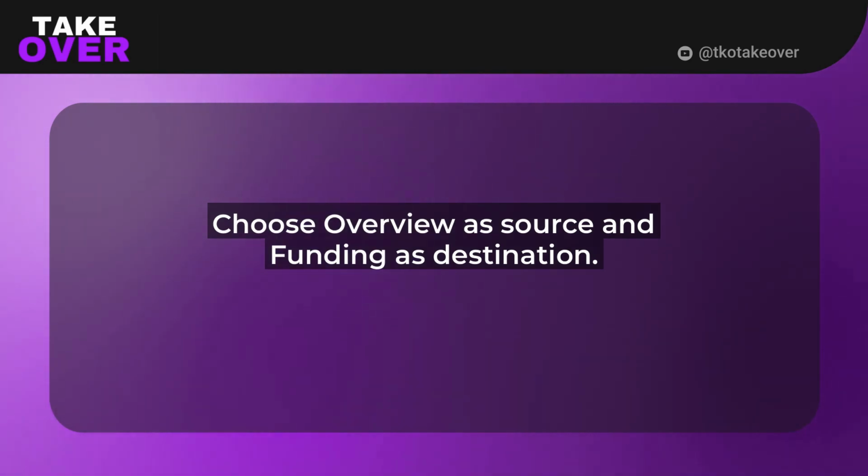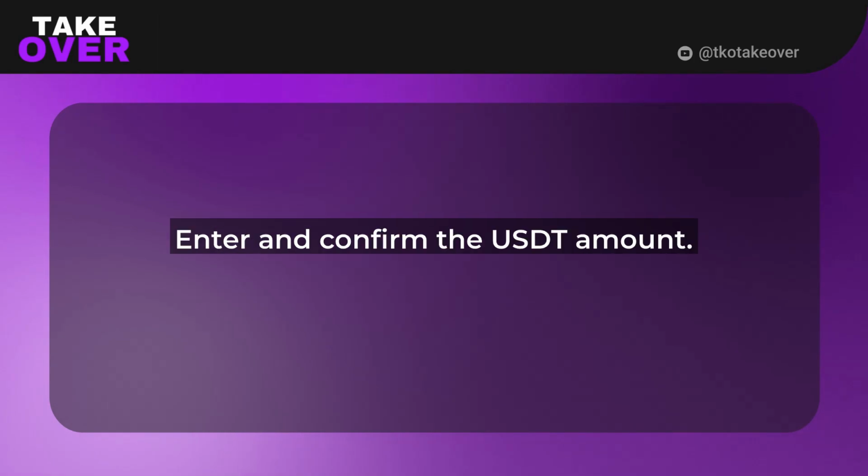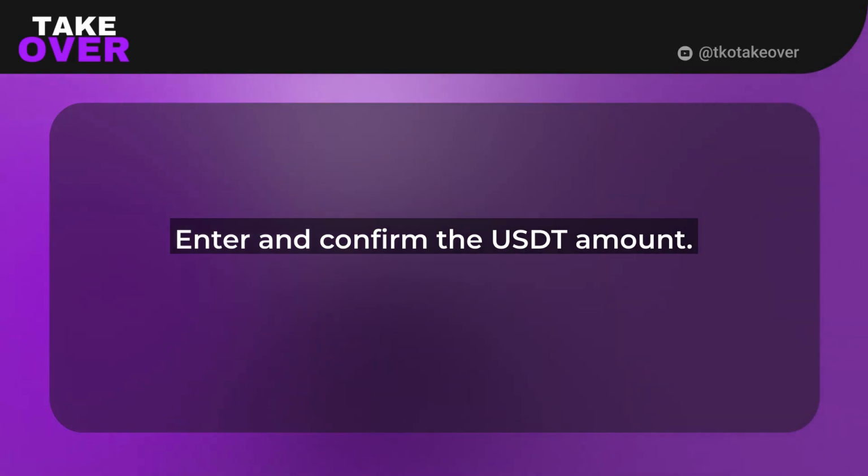Enter the amount of USDT you want to transfer. Double-check this to avoid any mistakes, as crypto transactions are irreversible. Once you're sure, hit the Confirm button. You might see a confirmation screen or even a small fee detail. Review it carefully. After confirmation, wait a few seconds or minutes for the transfer to process.